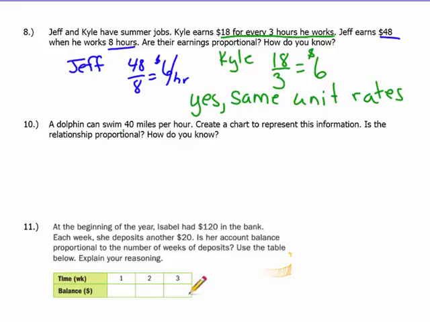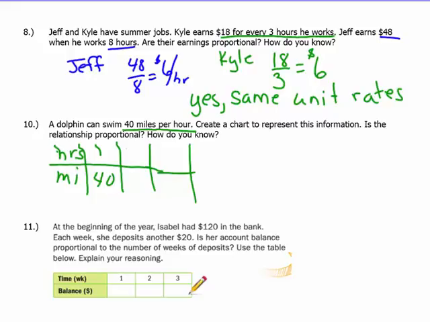A dolphin can swim 40 miles per hour. Create a chart to represent this information. So we have hours and we have miles. In 1 hour, he's going 40. In 2, he's going 80. In 3, he's going 120. If you wanted to do a fourth, 160. Is the relationship proportional? Yes. How do you know? Equal unit rates.